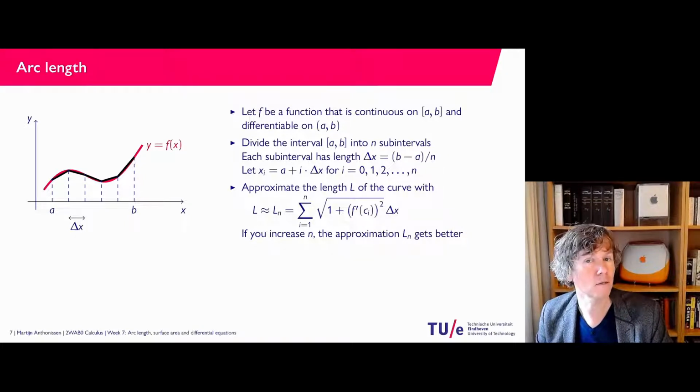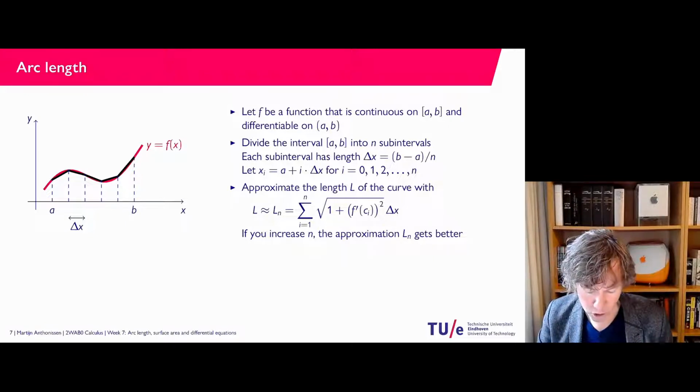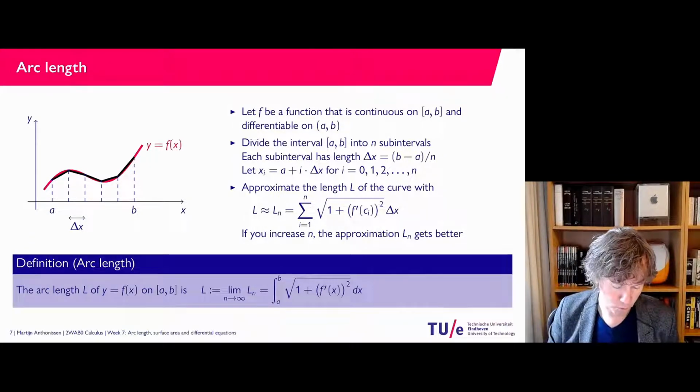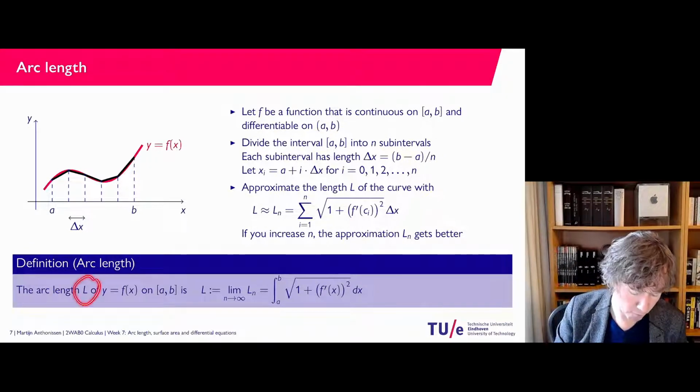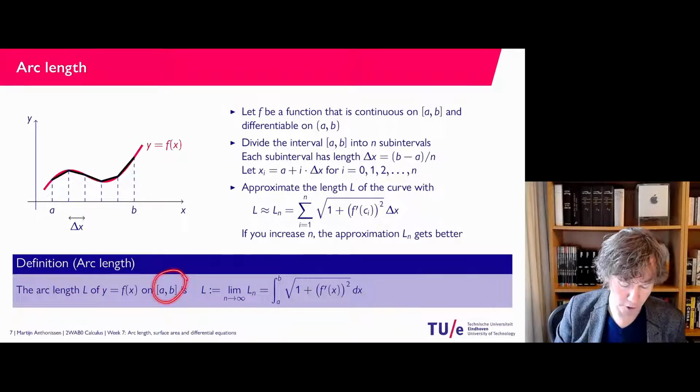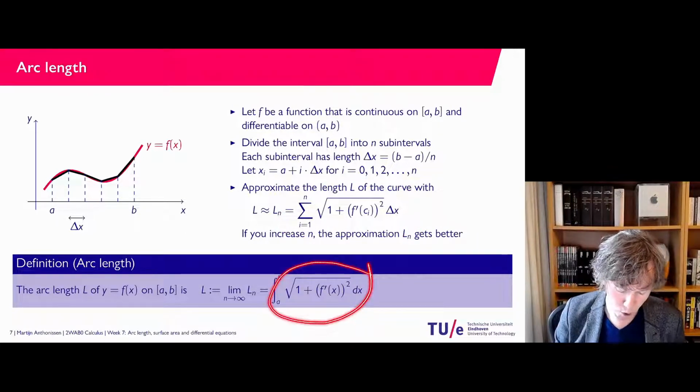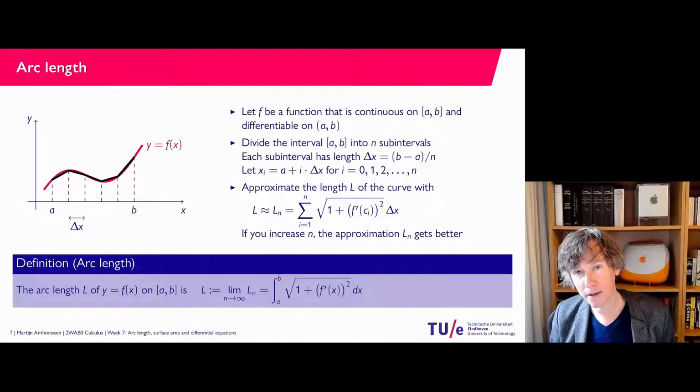So if you now let the number of terms in this sum go to infinity, which means that delta x will be going to 0, you get an integral. And that is the last bit. So the arc length L of y equals f of x on this interval AB is the limit for n going to infinity of this sum here, and you get an integral. The integral is going to be the integral of the square root of 1 plus f prime x squared.